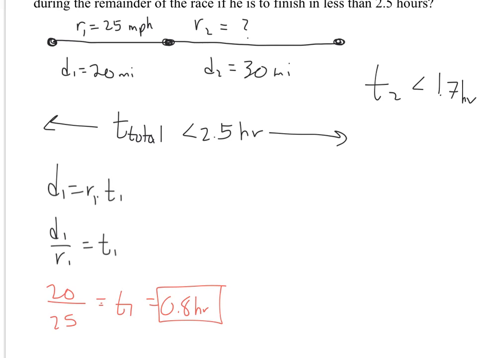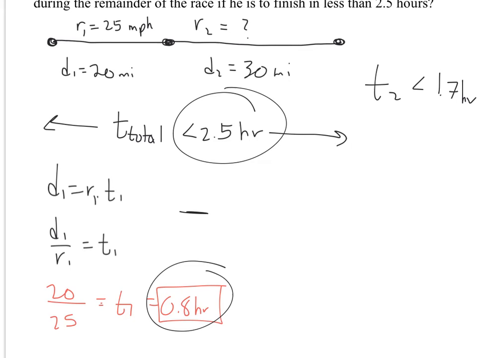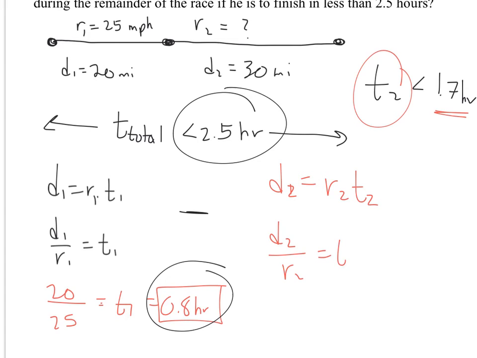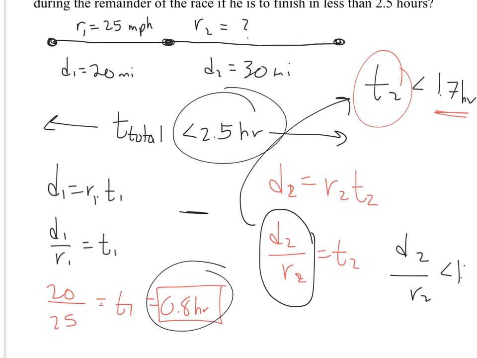So time 2 must be less than 1.7 hours. Where do I get that? I do 2.5 right here minus 0.8 to give me the 1.7. So time 2 has to be less than this. But what's time 2? Time 2 comes about from this formula. Time 2 is really D2 over R2. I'm solving generically. Remember I talked about this? Just solve the formula for variables. So replace this up here. D2 over R2 must be less than 1.7.